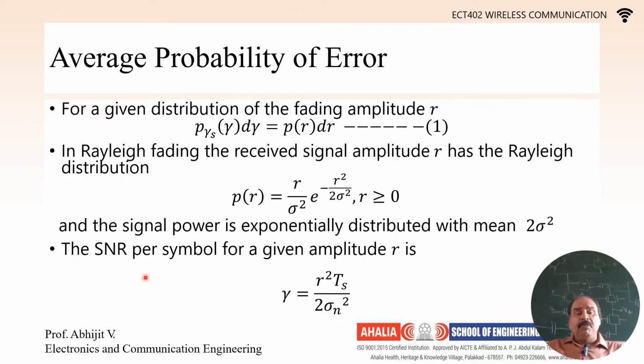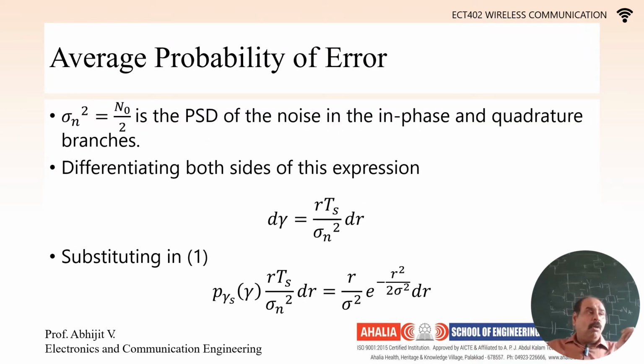So in that case, the SNR per symbol, signal to noise ratio per symbol, for a given amplitude R will be given as gamma equal to R square Ts by 2 sigma n square. Like what we have done for the Gaussian distribution, the same thing we are going to do here for the Rayleigh distribution. So the variance sigma n square is equal to N naught by 2, the PSD of the noise in the in-phase and quadrature branches.